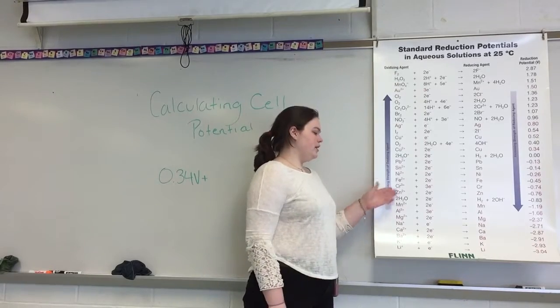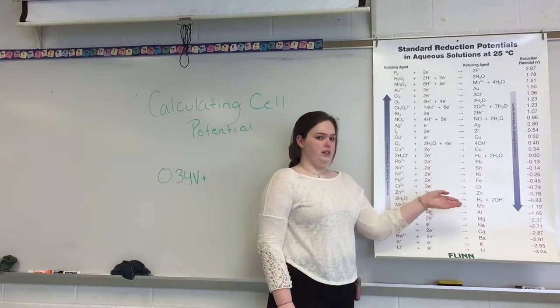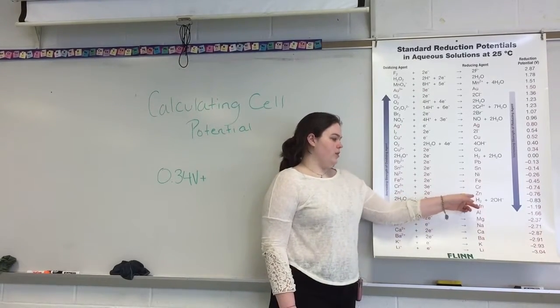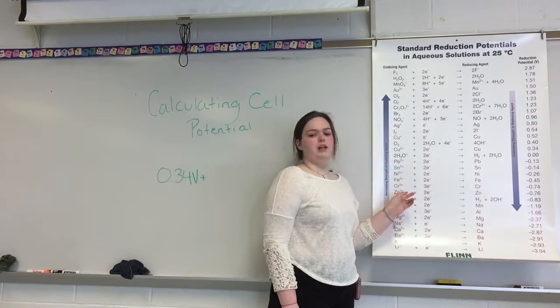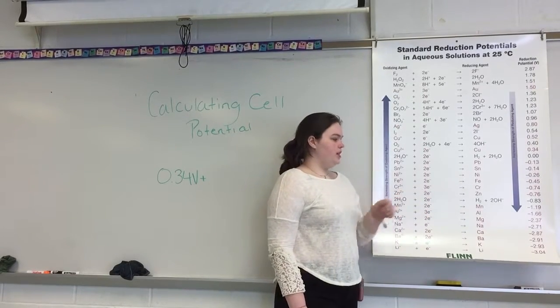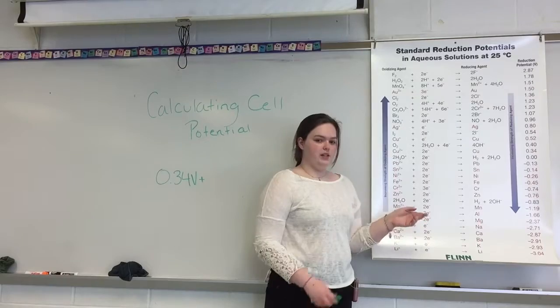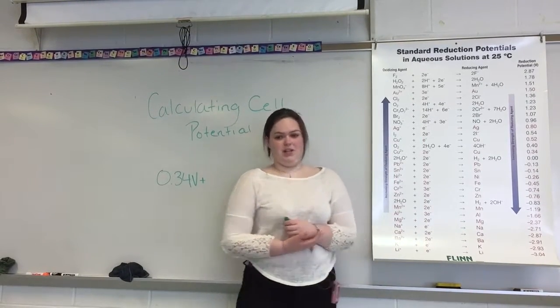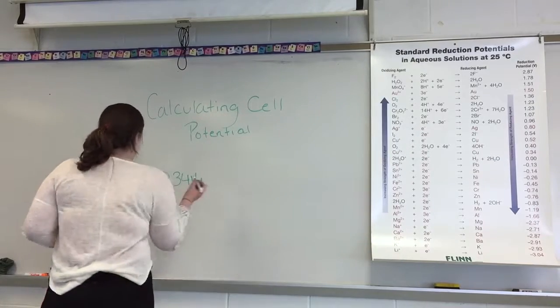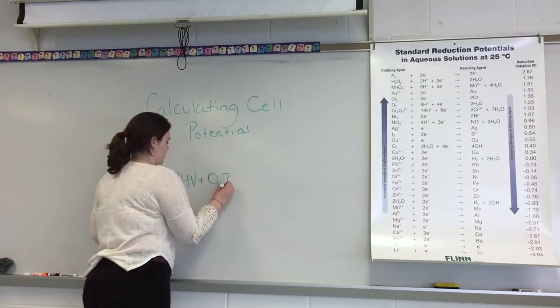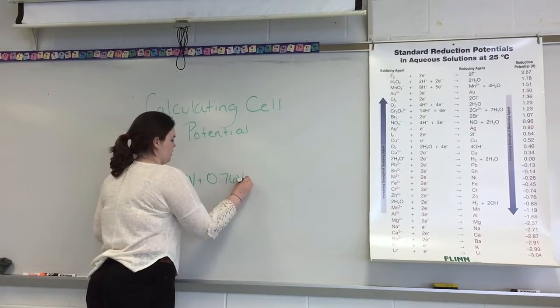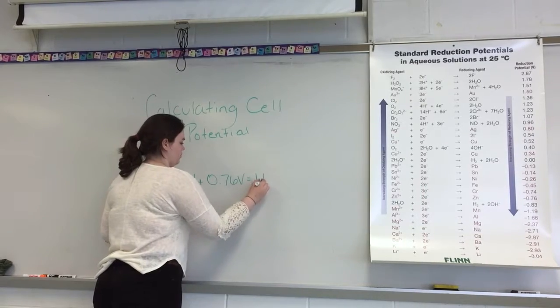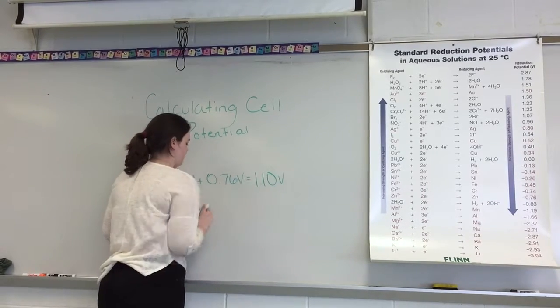And then we have to find our oxidation half reaction, and that was the zinc. So it was not Zn2+ plus 2 electrons makes Zn solid, but it was Zn solid is going to form 2 electrons and Zn2+ in solution. So instead of having a negative 0.76 as your reduction potential, you have a positive 0.76 as your oxidation potential. So you're going to add that to the 0.34, and that equals 1.10 volts.